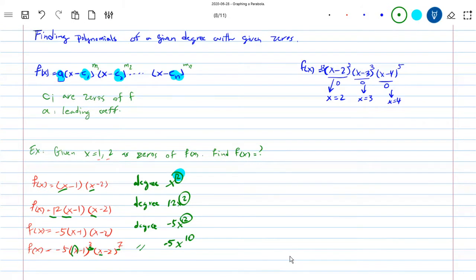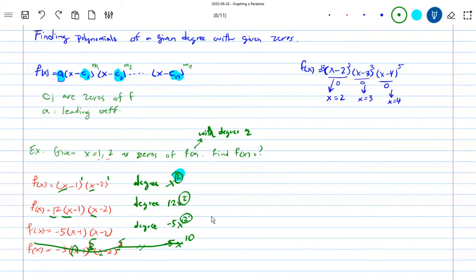So to make this polynomial unique, normally they will tell you what the degree is, and normally they give you the smallest degree possible. Otherwise, you have a choice to pick 3, 5, and so on. So if they don't tell you the multiplicity, you assume degree 1. So here, to make this a unique polynomial, I'll say given x equal to 1 and 2 as zeros of f with degree 2, then find f of x. And then I would not have this last case.